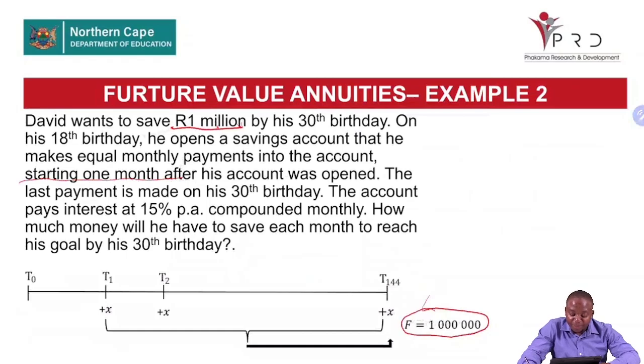By his 30th birthday, on the 18th birthday. So you need to check. We are given ages there. We are not necessarily given a certain period. So what are we supposed to do? We need to find the period.